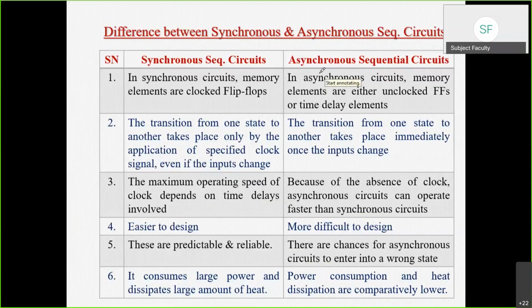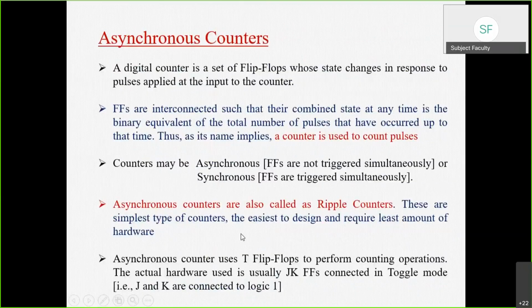Now we will discuss the asynchronous sequential circuits. In your syllabus, there is also one example of a synchronous circuit as well. We will see. So this is regarding the difference between synchronous and asynchronous sequential circuits. Then the next part in your syllabus is asynchronous counters. Obviously, as its name indicates, this circuit will be an asynchronous sequential circuit.